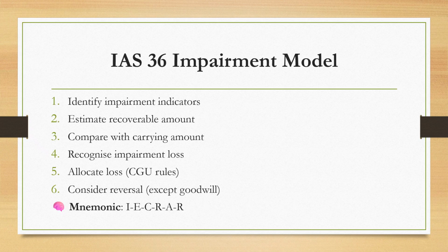This slide shows the full IAS 36 impairment model. We start by identifying impairment indicators, then estimate recoverable amount, compare it with carrying amount, recognize impairment, allocate the loss if it is a CGU, and finally reconsider reversal. A simple mnemonic to remember this is IECRAR.